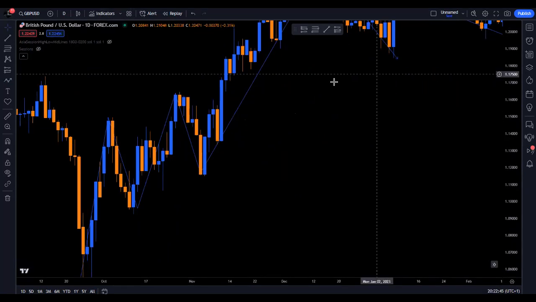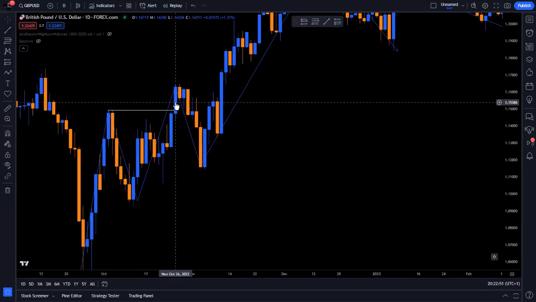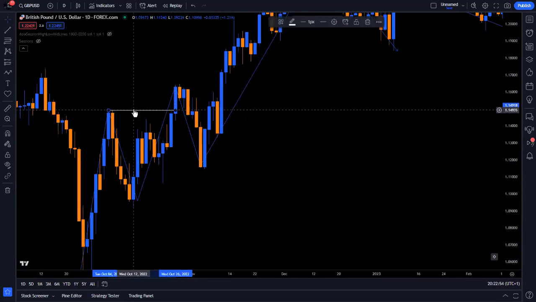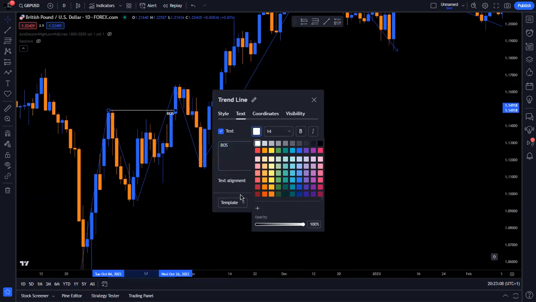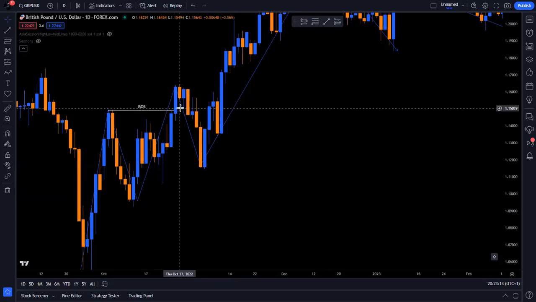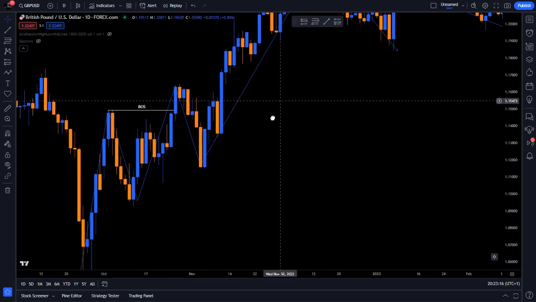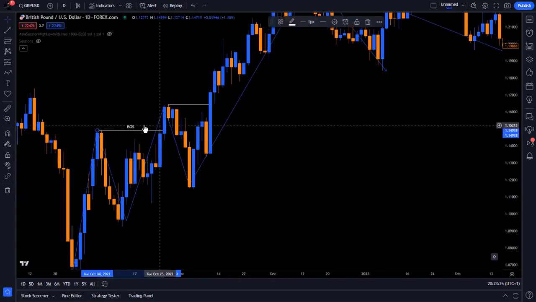Okay, good. Now, from this high right here, extend the line. We had a break with a full-bodied candle. So, of course, we have a break of structure right here. Let me notate that we have a BOS, a break of structure. We have a break of structure because price broke above it with a full body candle. Now, take a look at here again. We have a break of structure again.